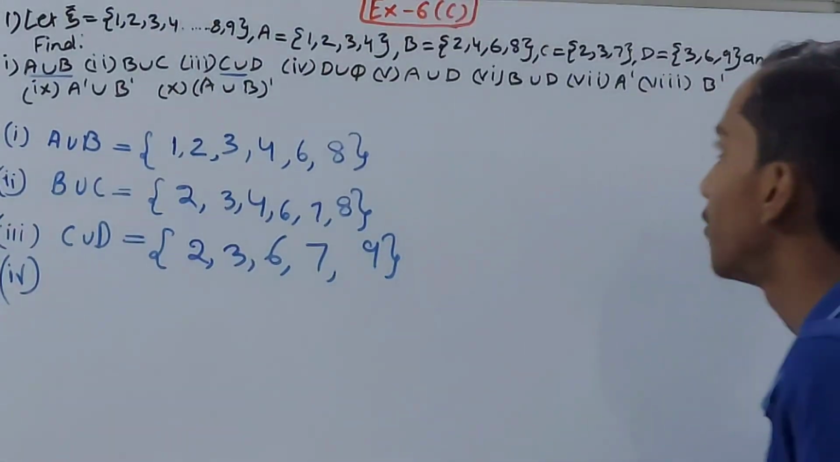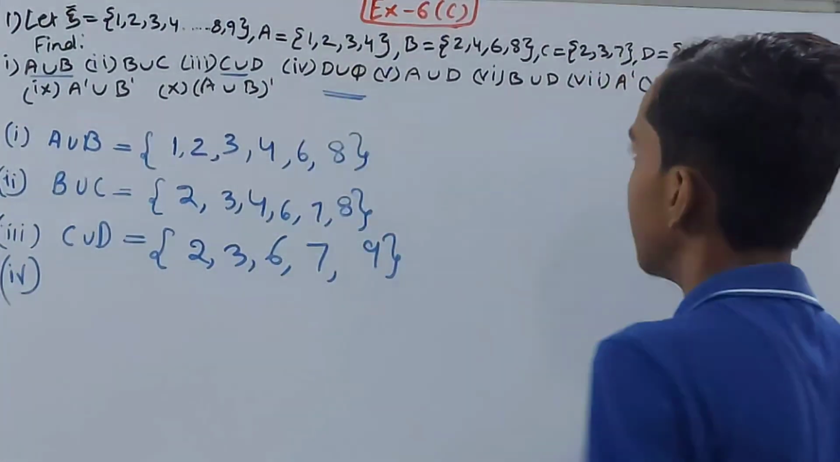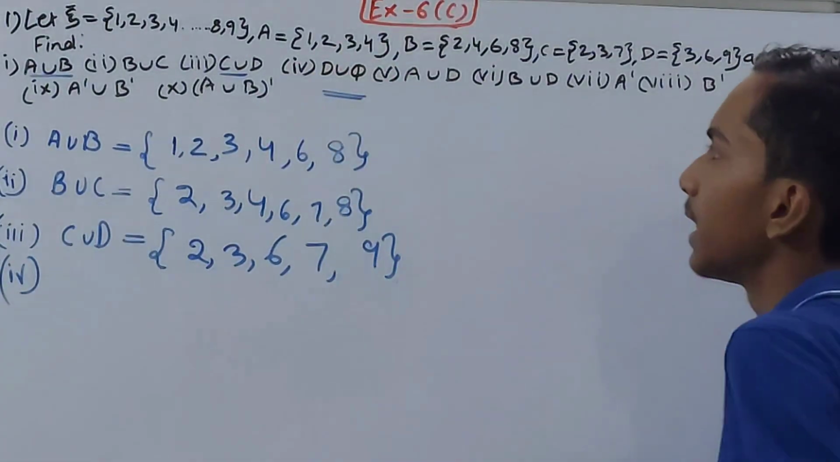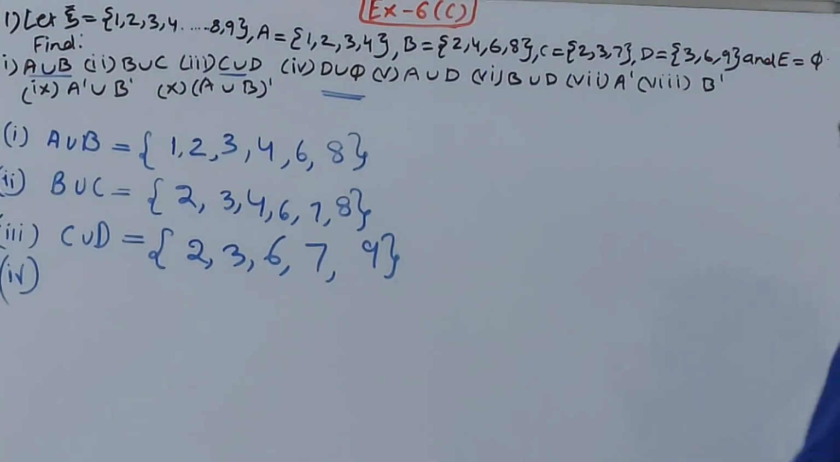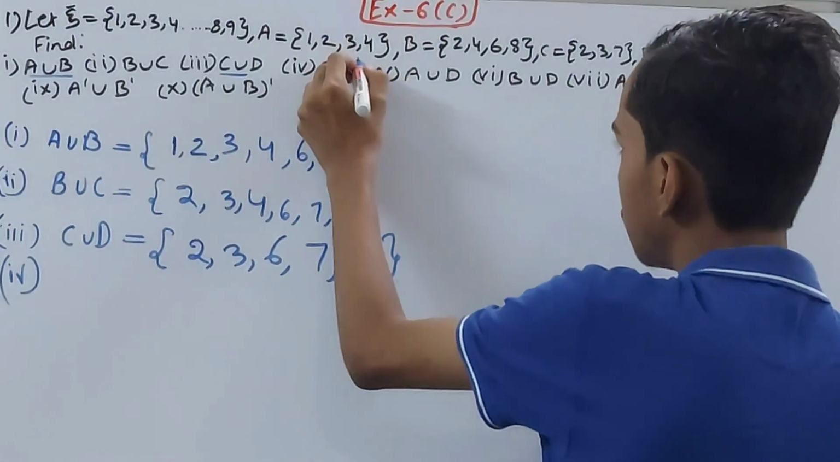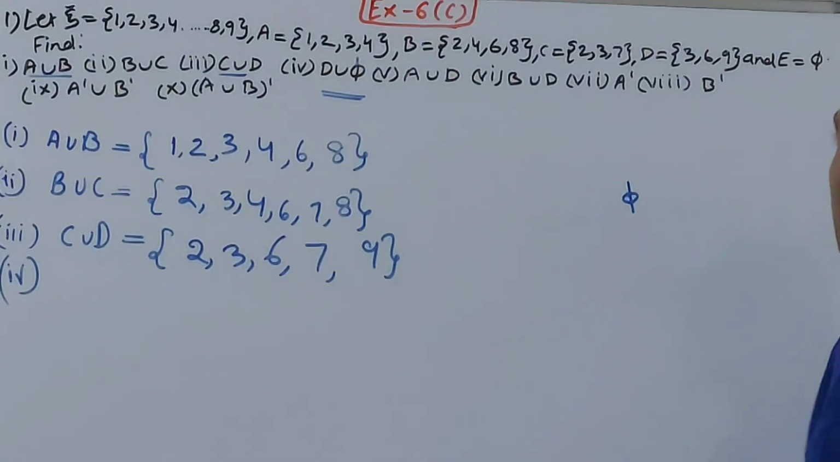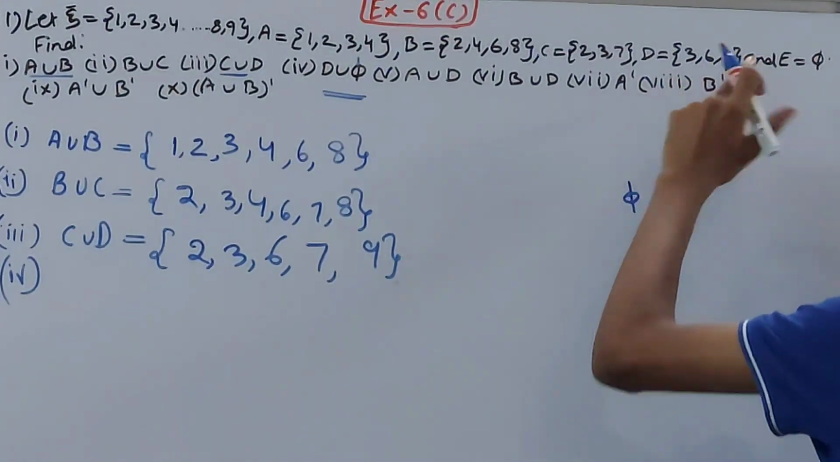Fourth part, you have D and union of that empty set. This is indicating it is an empty set. We must have done this sign, like this. So this is an empty set. So let's make the union. See here, set D, it is 3, 6 and 9.